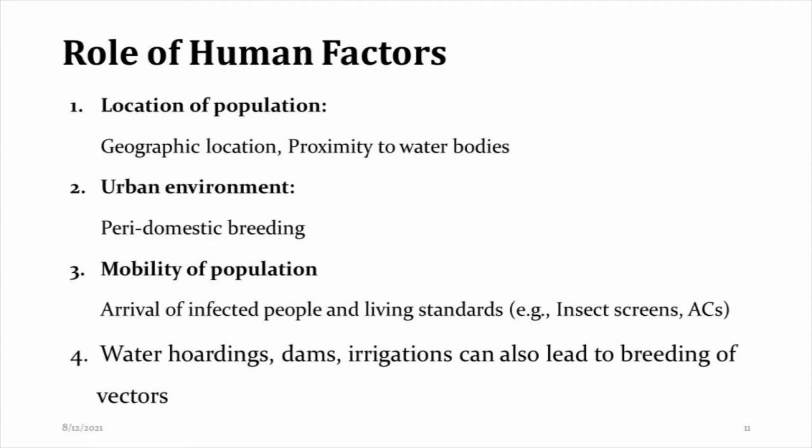The role of human factors on vector-borne diseases. First is the location of the population. Depending on the geographical location, they may be more prone to vector-borne diseases. If they are proximal to water bodies, the risk is higher. Second is the urban environment, where we can see more peridomestic breeding. Third is the mobility of the population. Arrival of infected people and living standards could influence the prevalence of vector or rodent-borne diseases. Water hoardings, dams, irrigation can also lead to breeding of these vectors.